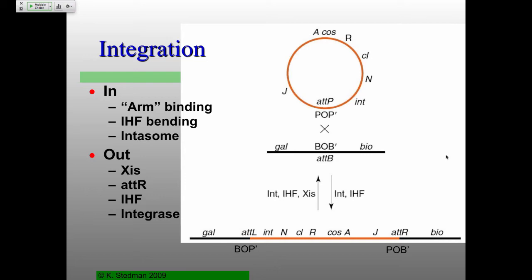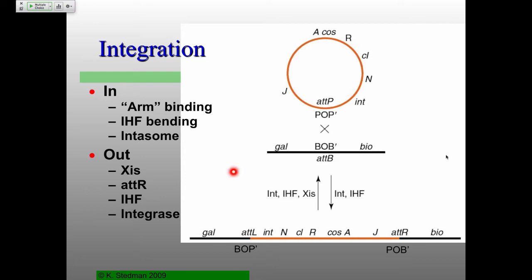This integration is in a very specific place in the genome. It's right between the galactose operon and the biotin operon in E. coli. This is a very specific interaction. How do you get that specificity? It's due to the sequence, which is present here in O. And this is the operator site for integration. This sequence is identical in the phage genome and in the host genome. These other sequences, P and P prime, B and B prime, are slightly different between the two.